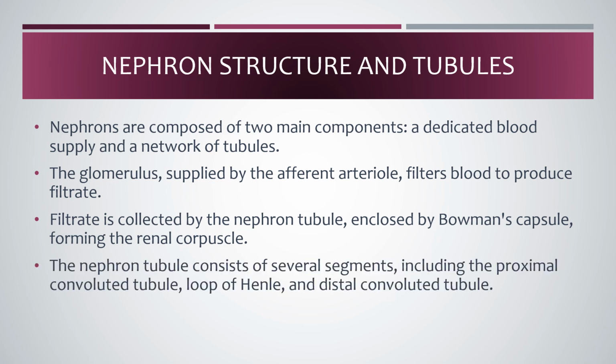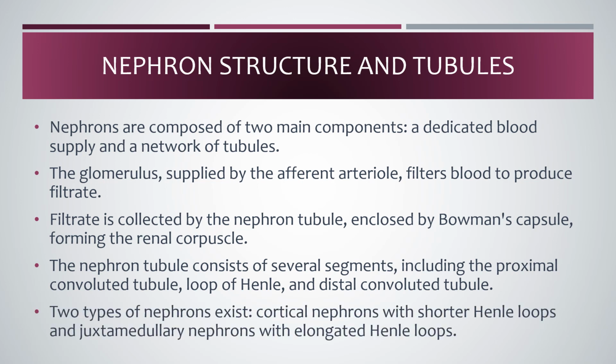The filtrate, or captured fluid, travels sequentially through the nephron's tubule segments, the proximal convoluted tubule, loop of Henle, and distal convoluted tubule, before exiting the nephron through shared collecting ducts. While all nephron glomeruli reside within the cortex, certain nephrons have shorter Henle loops, classified as cortical nephrons. Approximately 15% of nephrons exhibit elongated Henle loops that delve deep into the medulla, named juxtamedullary nephrons.